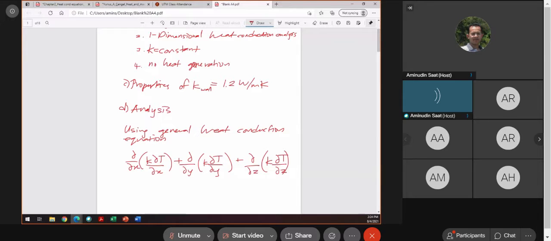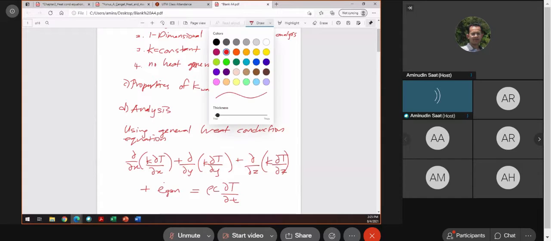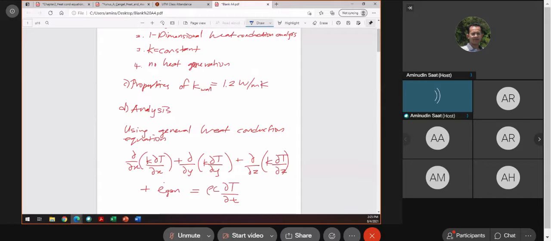Okay, plus E dot generation equals rho C dT over dt, the time derivative. Okay, so this is the general heat conduction equation that you should use.